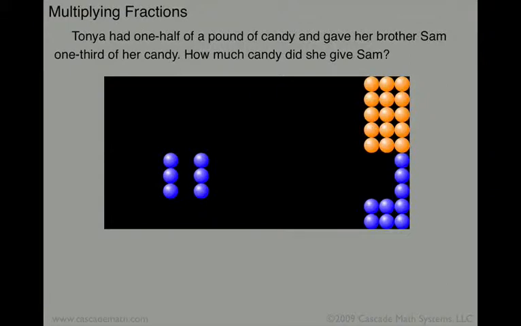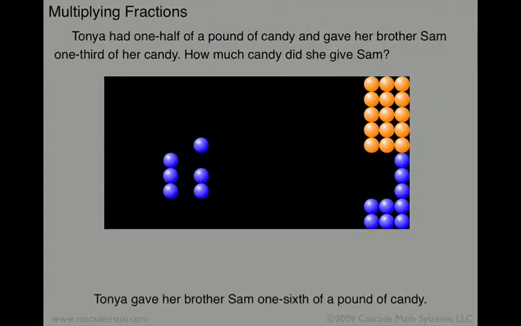Since Tonya gave her brother 1/3 of her candy, I need to divide the candy she has into 3 equal parts. Tonya gave her brother 1/3 of her candy, so she gave him 1 of these equal parts. Tonya gave her brother Sam 1/6 of a pound of candy.